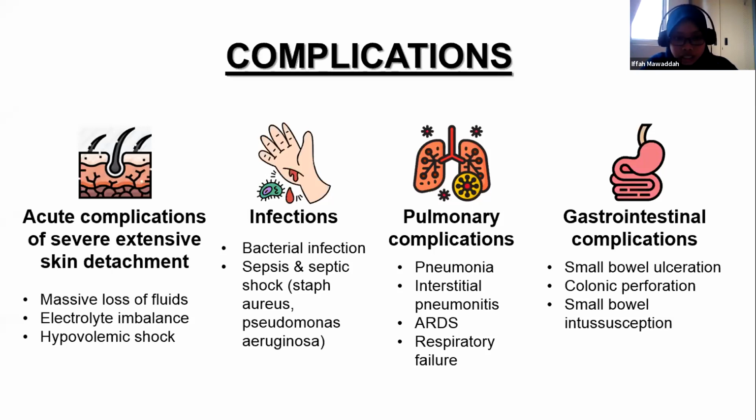And the last one is gastrointestinal complication. It is a result from epithelial necrosis of esophagus, small bowel or colon. And the examples of GIT complication are small bowel ulceration, colonic perforation, or small bowel intussusception.